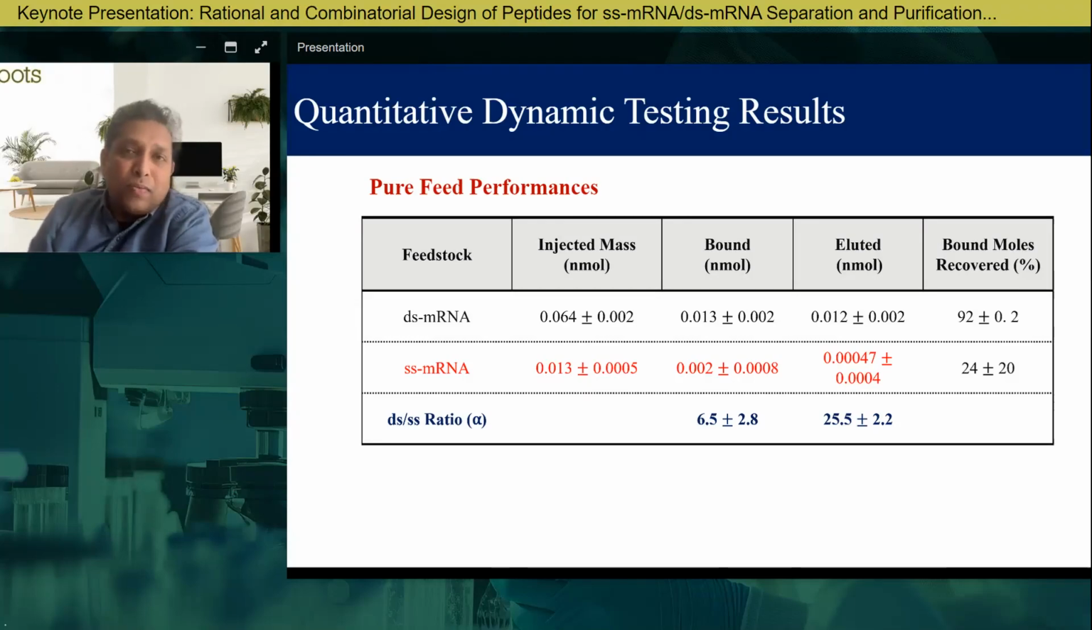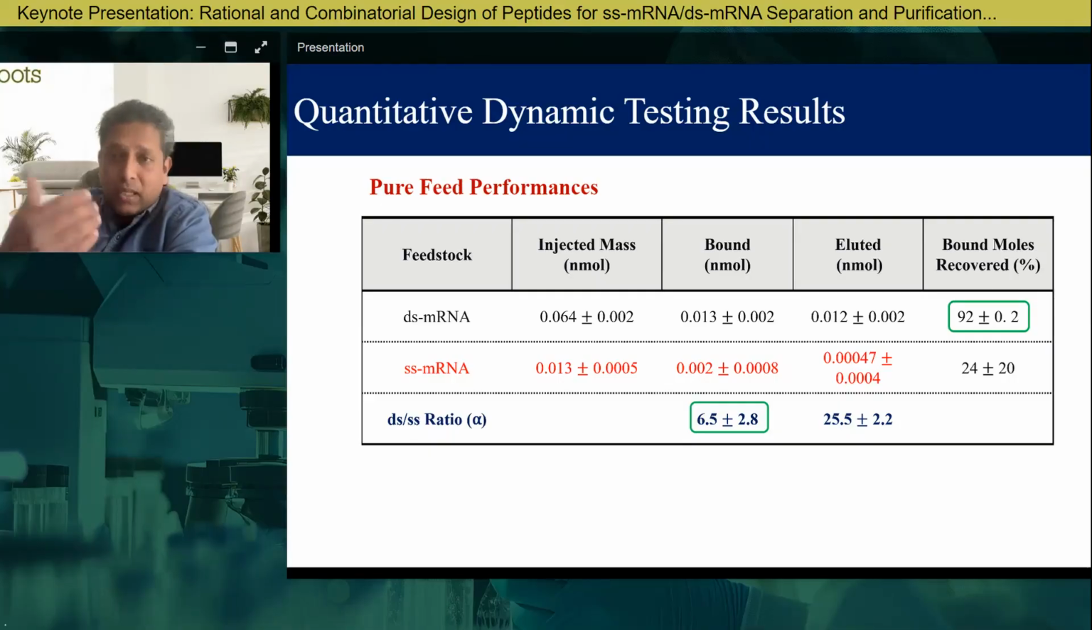And that's important because if you want to think about a support that you're going to use over and over again in a process relevant format, you want to have good elution so that you can take that membrane, clean it, bring it back, and reuse it again. And then the final column is just how much of the bound mass or bound moles can we recover. And so two key numbers here. The first one is the ratio of double-stranded RNA binding to the peptides compared to single-stranded. We have about an order of magnitude difference.